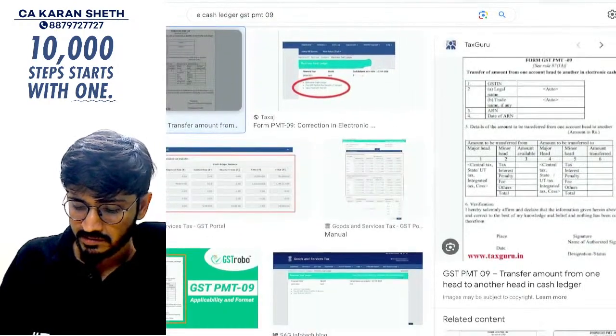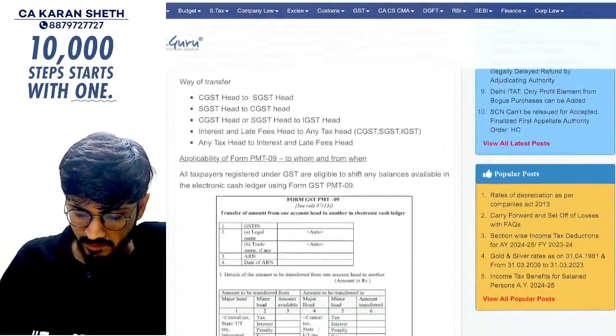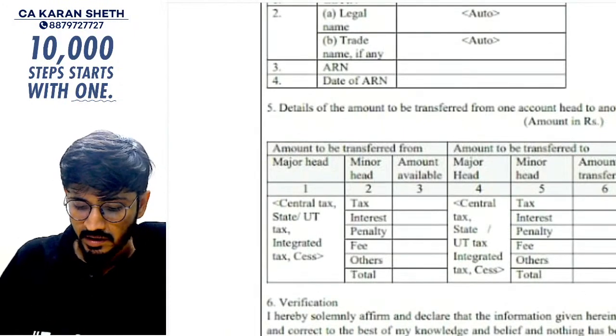Do you see this, guys? Can you see this? Yes.